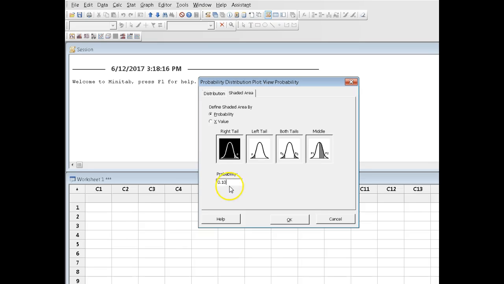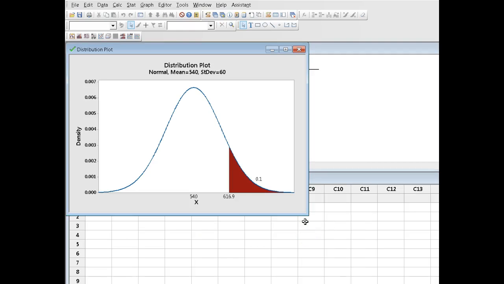I can do this two ways. I could go with the area of 0.1, and that 0.1 is the area to the right, so it's in the right tail. I click OK. What's my answer? This person has to score roughly 617 on this test in order to place in the top 10 percent of everybody who has written this test. So that's one way I can get my answer.